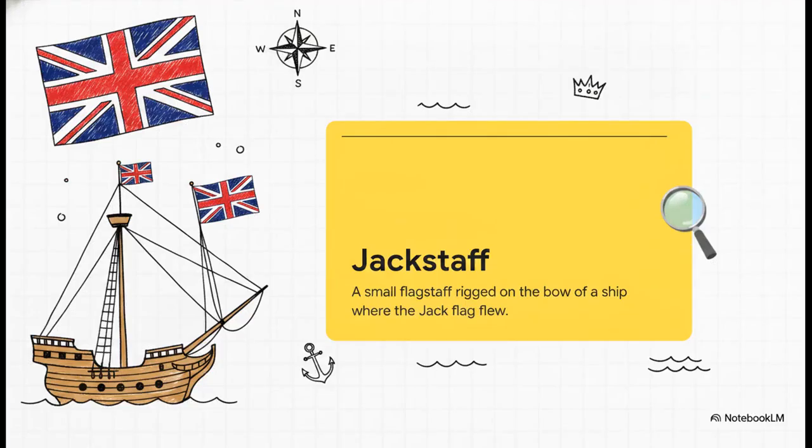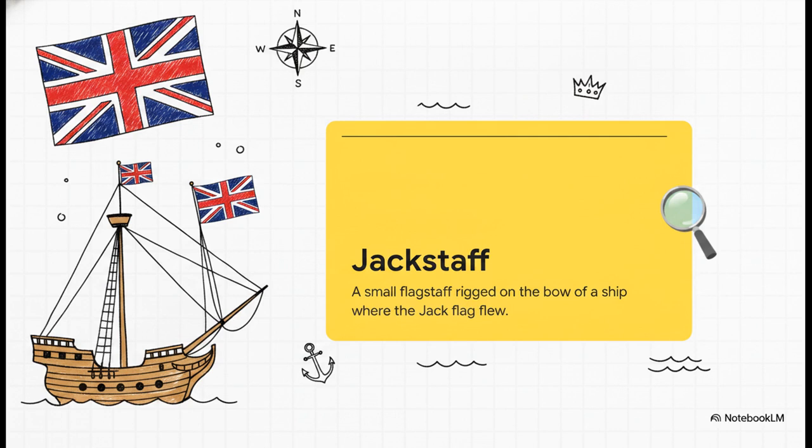Now, it is true that in the 17th century, naval vessels flew this flag from a specially rigged pole on the bow of the ship called a jackstaff. Because of this, people just assumed the flag was named after the pole. But historically, it's actually the other way around. The word jack simply meant a small flag. It predates the invention of the jackstaff pole by over 150 years.